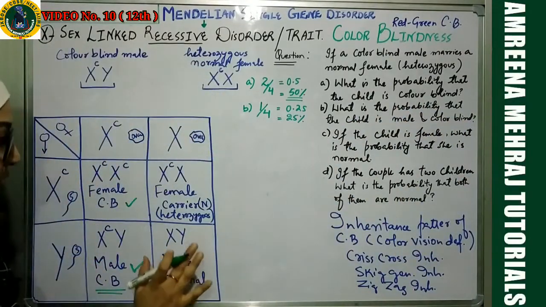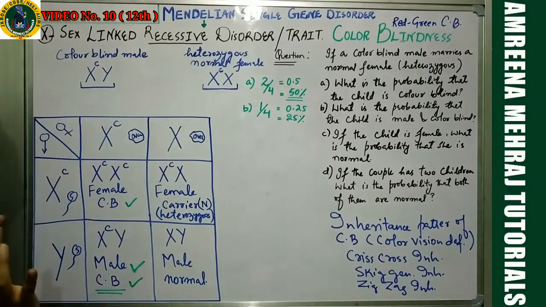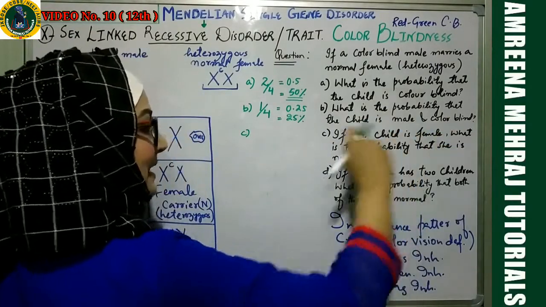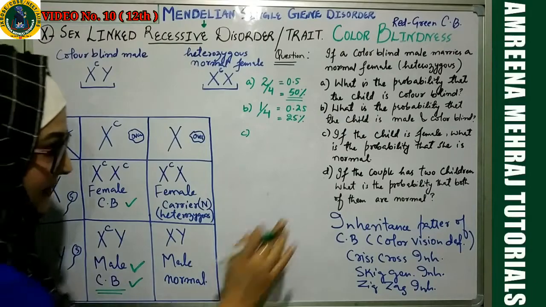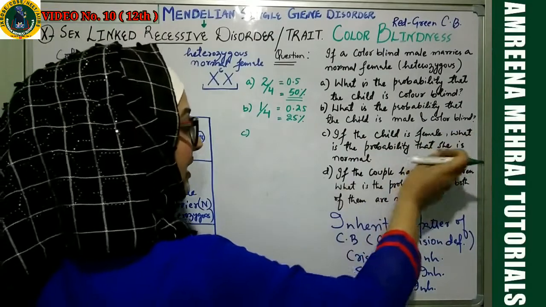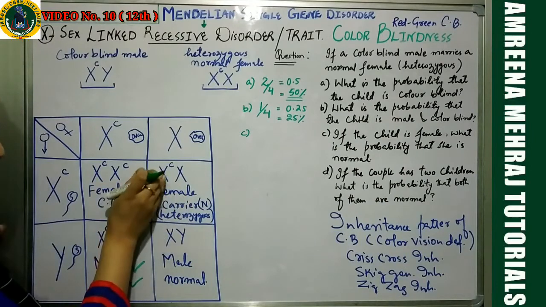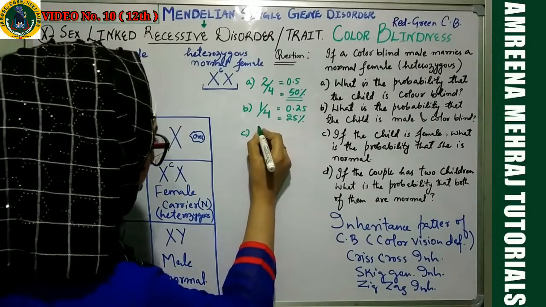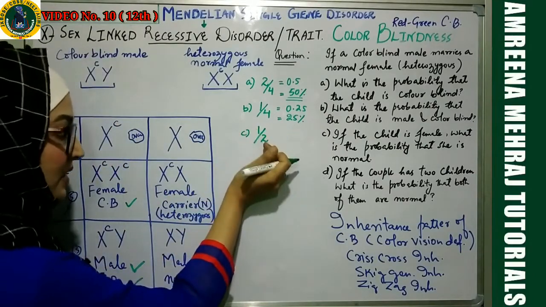If we put all the children into consideration, there is 25% probability for 1 child to be male as well as colorblind. Part C says if the child is female, what is the probability that she is normal? So we have to categorically omit the males. We are not talking about males because the question says if the child is female. So we have to focus only on the females. What is the probability that she is normal? We have 2 females. Out of 2, how many of them are normal? Only 1 is normal. So 1 female out of how many females? 2.